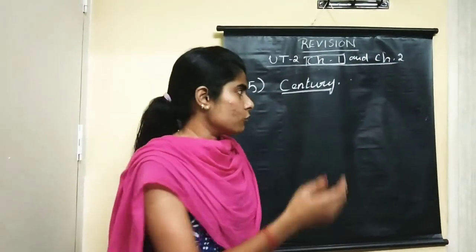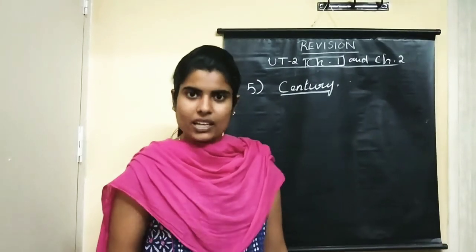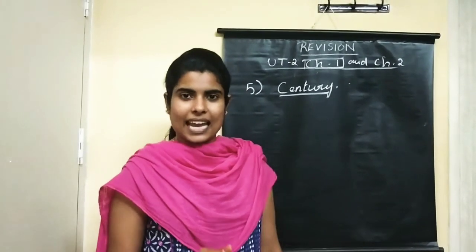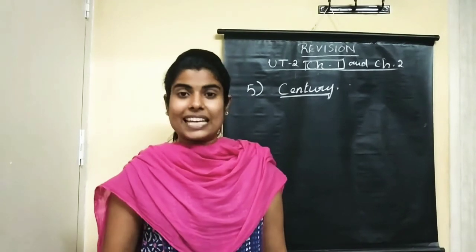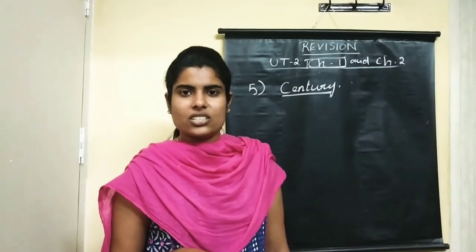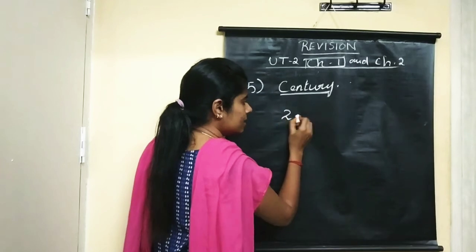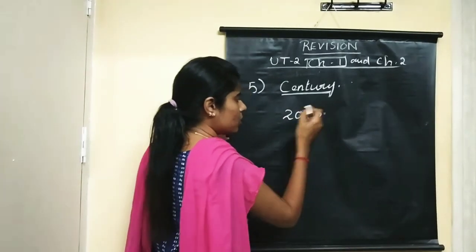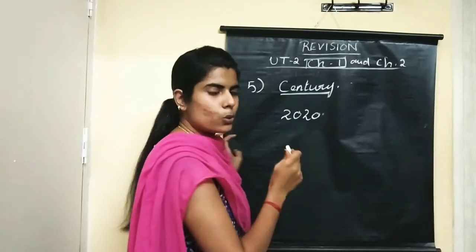Okay, children. So to find out in which century we are living, we need to take the year which is running, the current year. What is the current year, children? It is 2020. 2020 is the current year. And what is the formula to find the century, children?